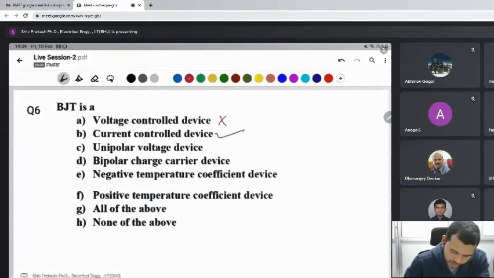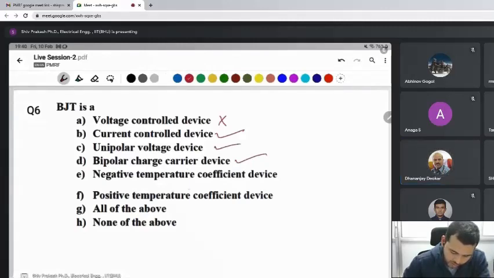Unipolar voltage device. Sir, will you get the mark for that? How is it a unipolar voltage device? They are just telling that this is also correct. Unipolar means you can apply a negative voltage, and if you apply a negative voltage, this one is not functioning. It is current control. That's why it is given like unipolar. Bipolar is also correct, because charge carriers are both.